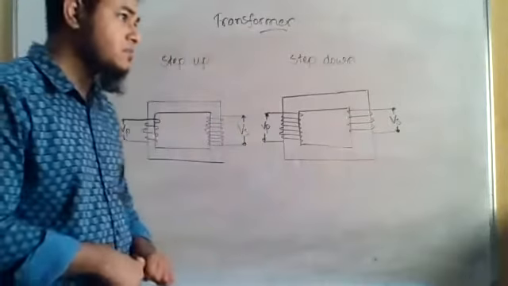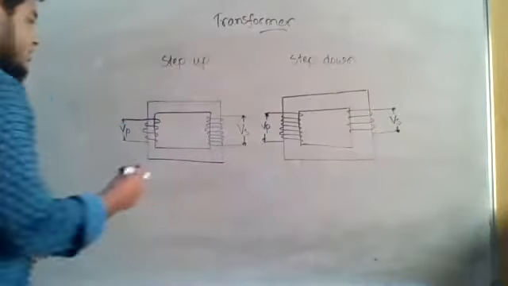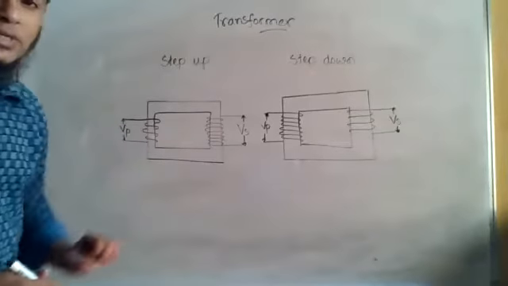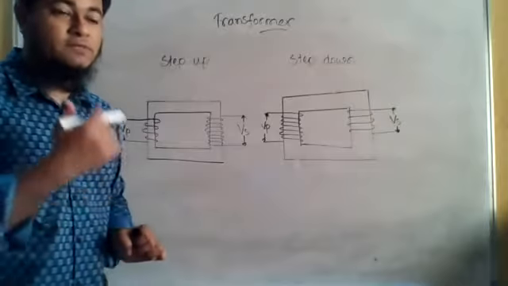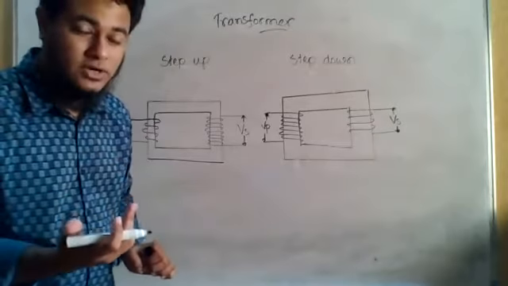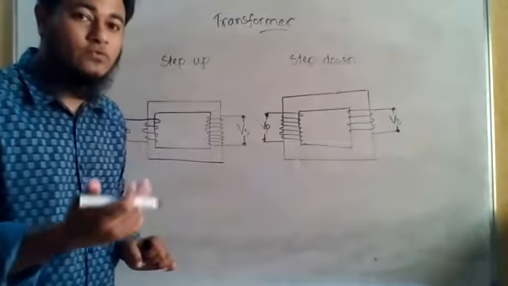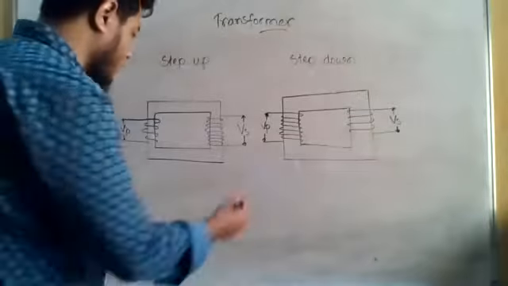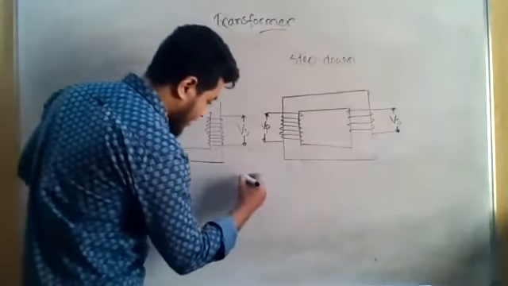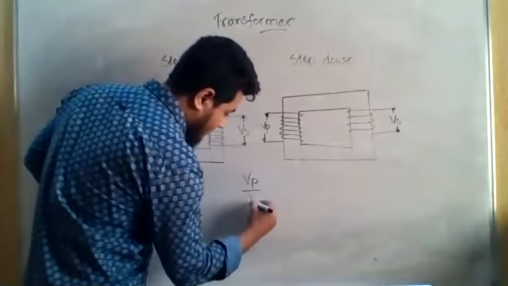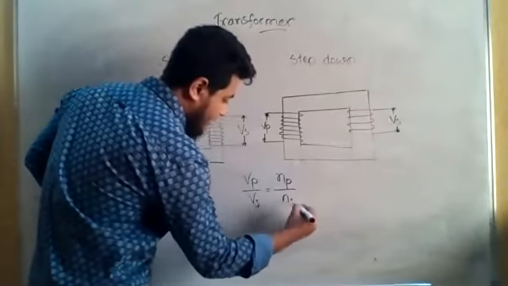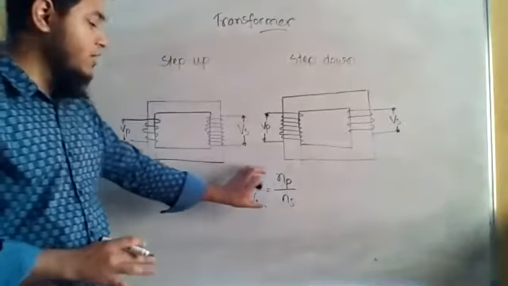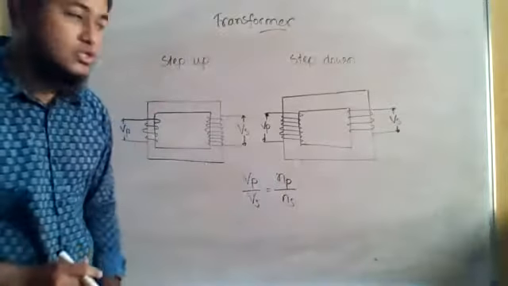Now what is the relationship between the voltage and this number of coils? It is directly proportional. That means if you double the number of turns, then what will happen? The induced voltage will get doubled. So we can write Vp by Vs is equal to Np by Ns. Now I hope you already know this proportional type of relationship, right?